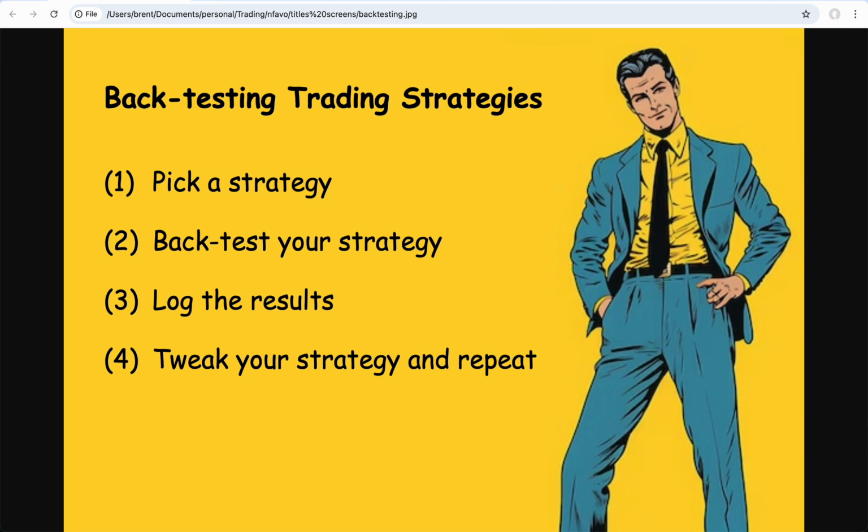You could forward test with paper money, but I don't like to. I find it's too slow. Instead, back testing is a much better idea to quickly try out a strategy and tweak the strategy and find something that works. Back testing gives you confidence so that you can execute your strategy in live markets.